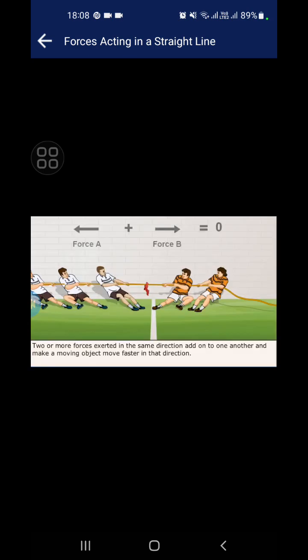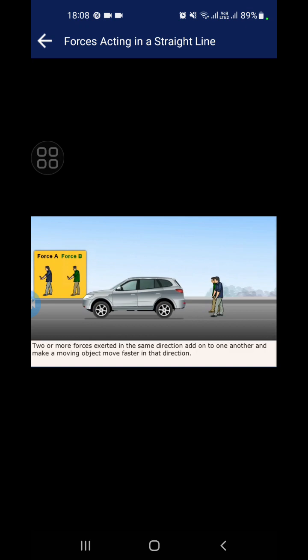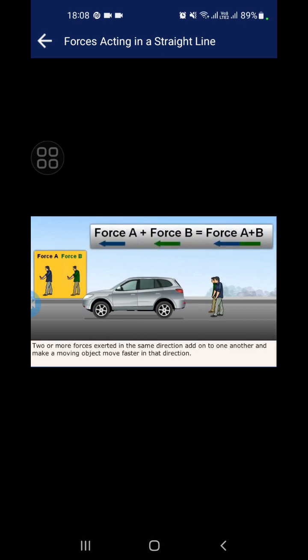We learned that two forces exerted in an opposite direction cancel out each other. The contrary is true for two or more forces exerted in the same direction. The forces in this case add on to one another and make a moving object move faster in that direction.